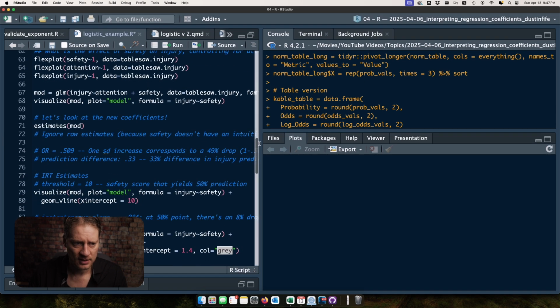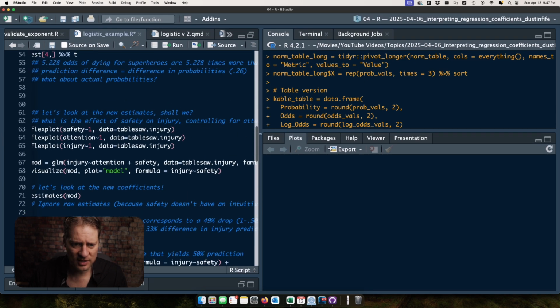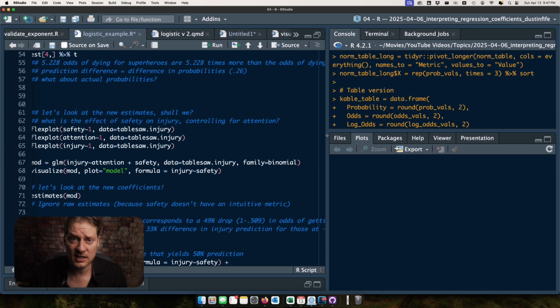There we go. All right, so the question that we want to ask, this is the table saw injury dataset. And why do I have a table saw injury dataset? I made it up. Why would I make up a table saw injury dataset?